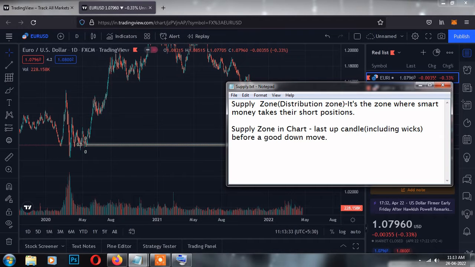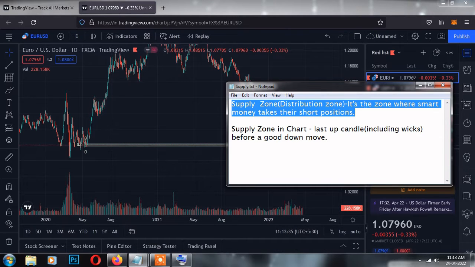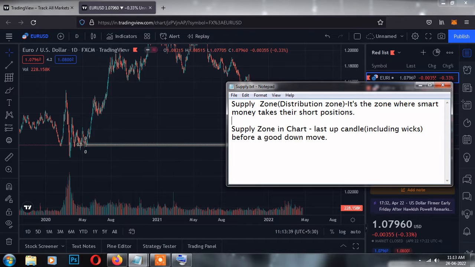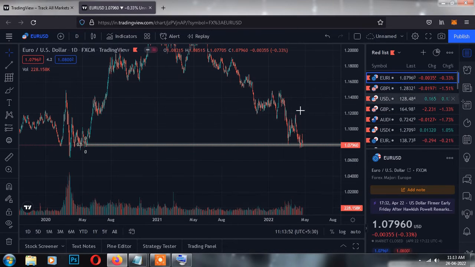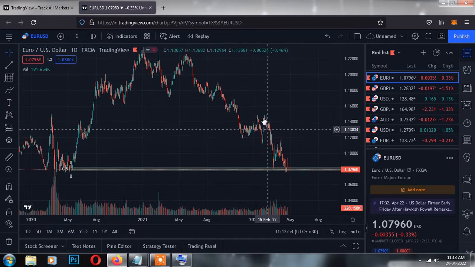So supply zone is just the opposite of the demand zone. Supply zone is also known as the distribution zone. So it is the zone where the smart money, the big players, the banks buy their short positions. How can we find a supply zone in a chart? It is the last up candle before a good down move. Now let's go find a supply zone in this chart.